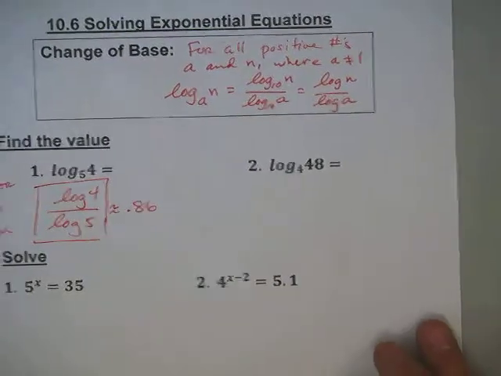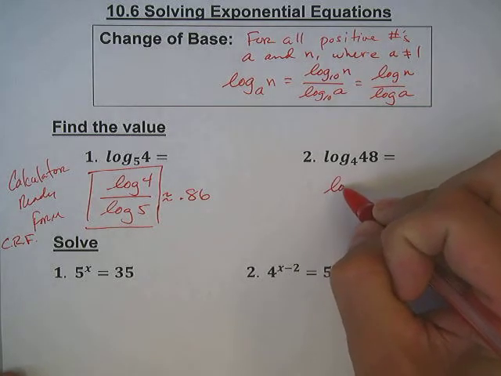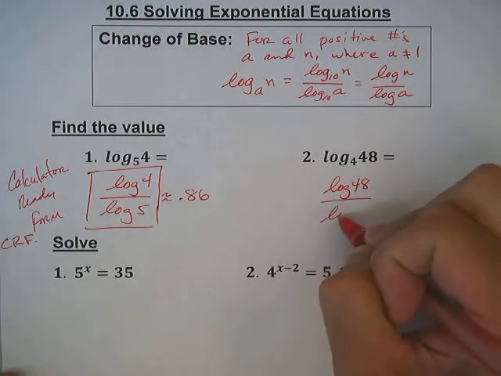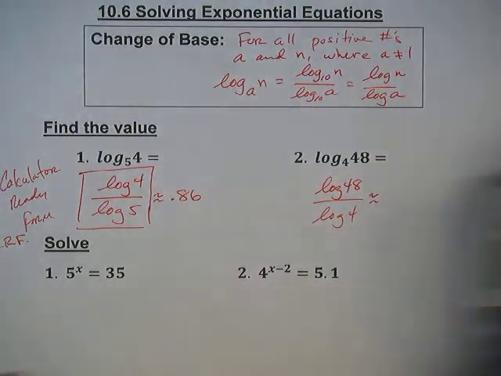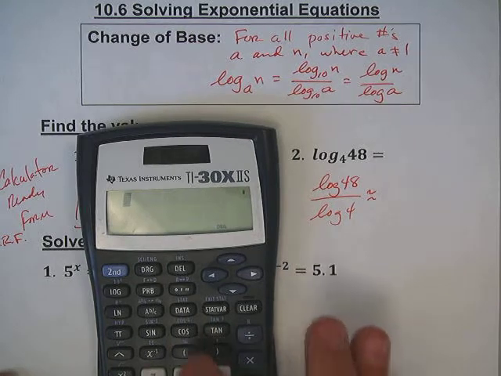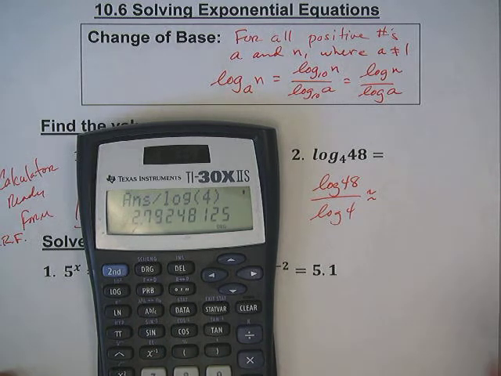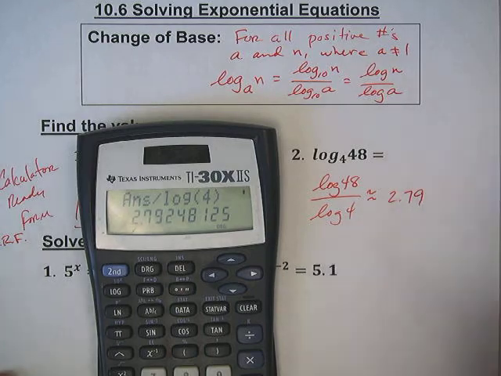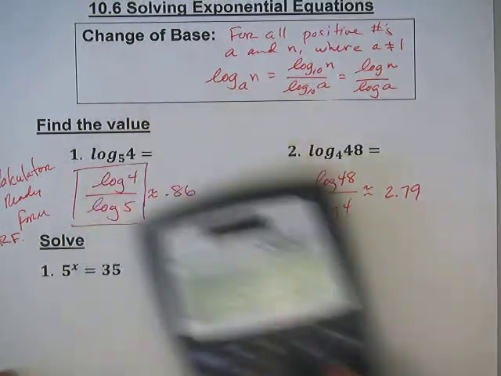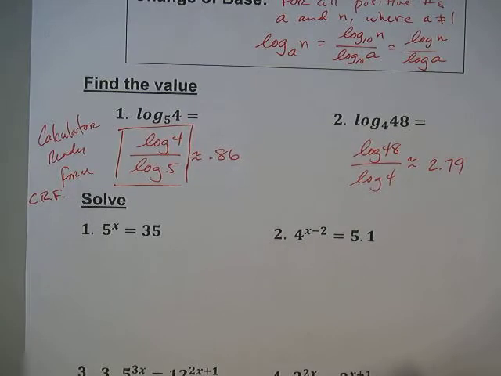Okay, calculator ready form. So for instance, on this second one, log base 4 of 48, if I'm going to put this in calculator ready form, I'd do log of 48 divided by log of 4. And then to actually get the answer, I would take my calculator and do log 48 divided by log 4. And I get about, if we go hundredths place again, 2.79. That's it. That's not terribly difficult.